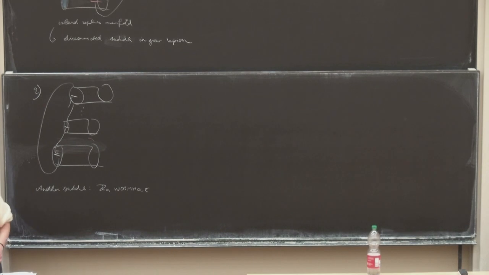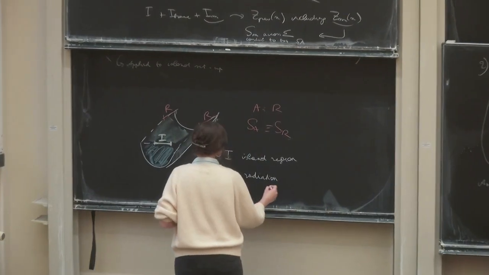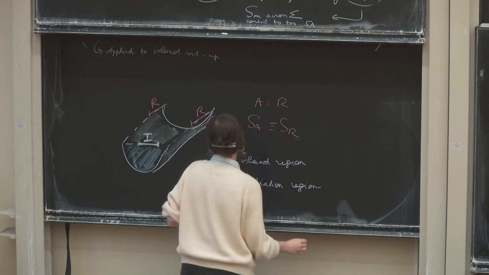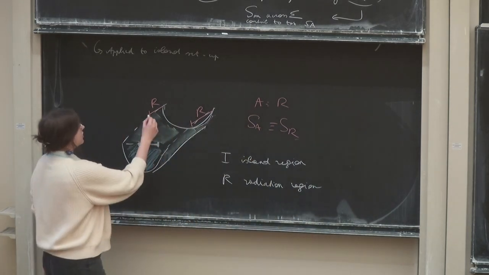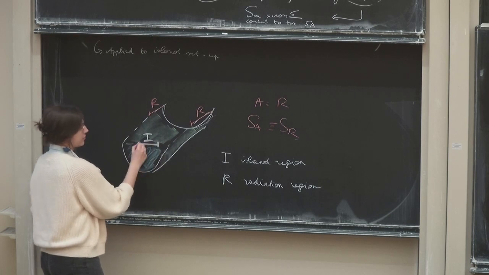So let me add it to that picture maybe. There's a region here in the gravitational region now, which is called I, for island. So I is the island region, and R is the radiation region. So the boundary of R are these points, the boundary of I are these points.